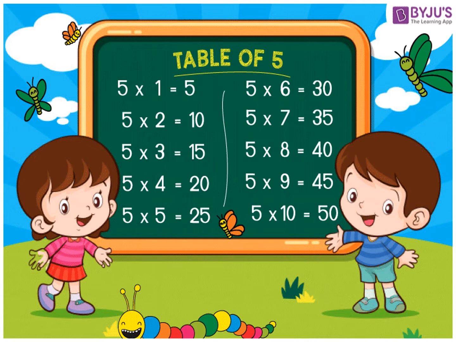Also, you should know that all the products of table 5 end in 5 or 0. Look at the products and you will find the ones place is 0, 5, 0, 5, 0, 5.